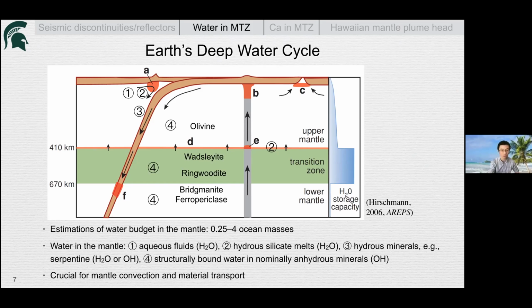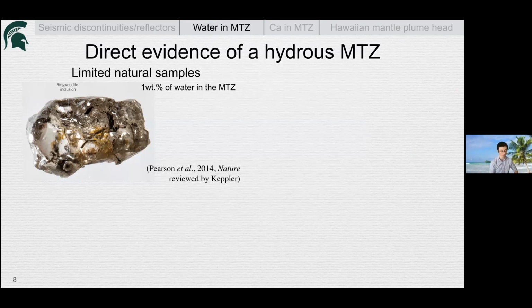Well, first of all, we want to find some direct evidence of a hydrous mantle transition zone. On the left side, this is one important paper published 6 years ago that was, I consider, one of the first pieces of evidence of hydrous minerals, where they found about 1% of water in this ringwoodite inclusion. And I believe there are some other papers following that, showing more natural samples of water coming from the transition zone. But I will argue that those are just a handful of samples and can only represent a certain part of the transition zone.